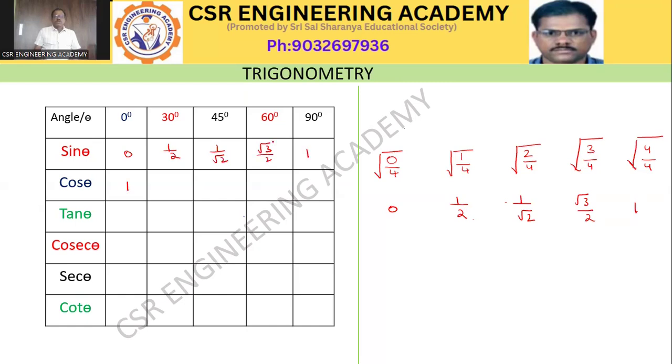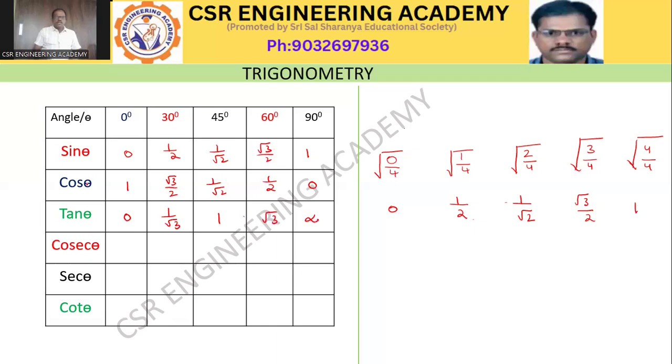For cos theta, fill right to left, that is 1, root 3 by 2, 1 by root 2, 1 by 2, 0. Tan theta is equal to sin theta by cos theta. That is 0 by 1, 0. 1 by 2 by root 3 by 2, 2 gets cancelled, 1 by root 3. 1 by root 2 by 1 by root 2, that is 1. Root 3 by 2 by 1 by 2, 2 gets cancelled, root 3. 1 by 0 not defined.